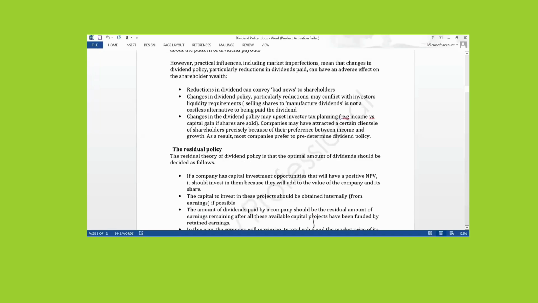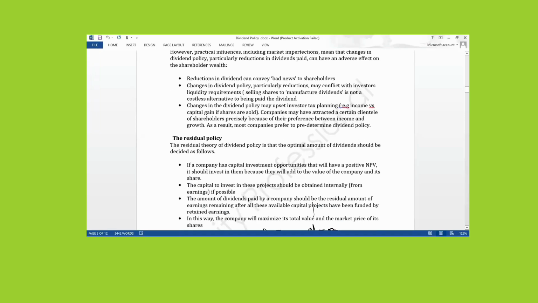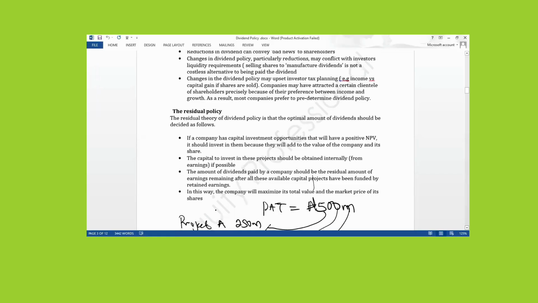Number 3, residual policy of dividends. The residual policy of dividend is that an optimal amount of dividend should be decided as follows. The residual policy says there is an optimal amount of dividends a company should pay.